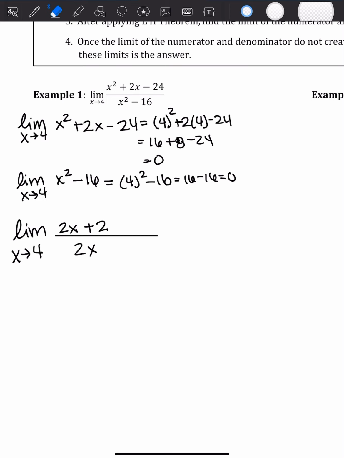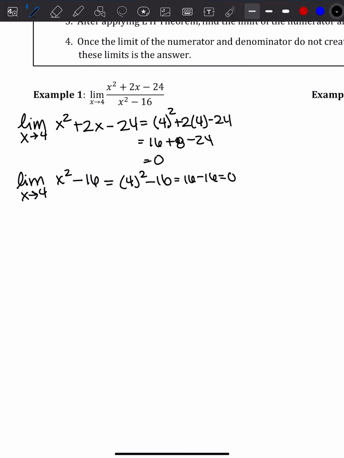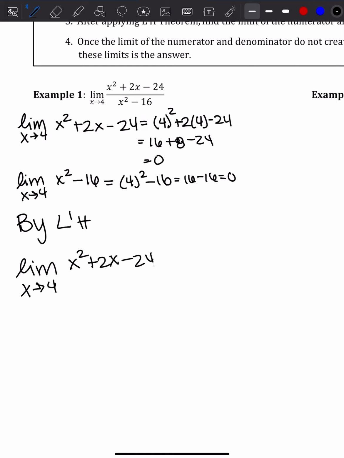One of the things that sometimes is needed is that we need to write out the fact that we're using L'Hopital's rule. So by LH or by L'Hopital's rule, we can say this limit of our original problem is equal to the limit of our derivative of top and bottom.